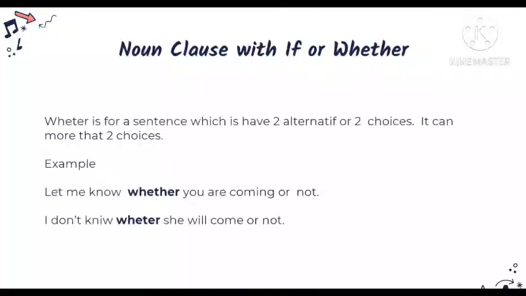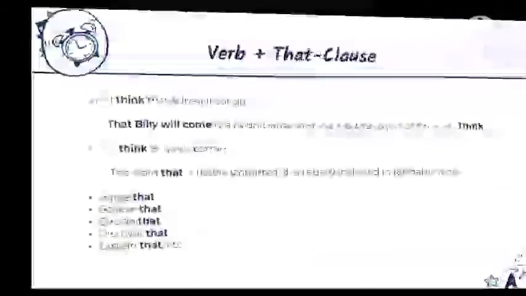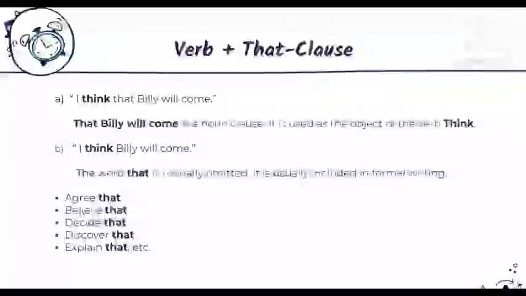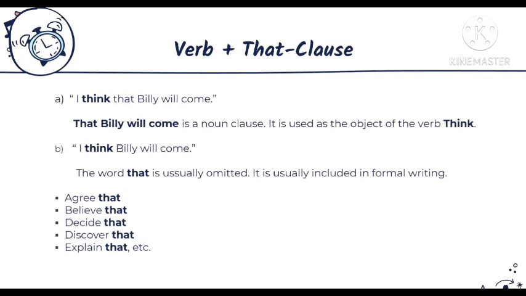And the next slide will be presented by Ocha. Okay, there is a verb and that clause. For example, I think that Billy will come. That Billy will come is a noun clause. It is used as the object of the verb think. And the second example, I think Billy will come. The word that is usually omitted. It is usually included in formal writing.